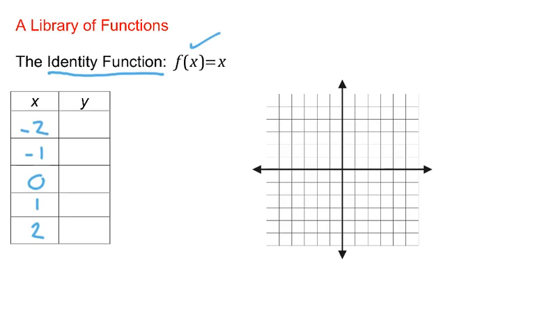Now, the equation is f of x equal x. F of x means the same thing as y, so what we're saying is that y equals x. This is called the identity function because it leaves all the values unchanged. The y matches the x. If we plot those points over on my Cartesian plane over here, they would look like this. Negative 2, negative 2; negative 1, negative 1; 0, 0; 1, 1; 2, 2. And it's pretty obvious what this is beginning to look like. It is a straight line. It passes through the origin.